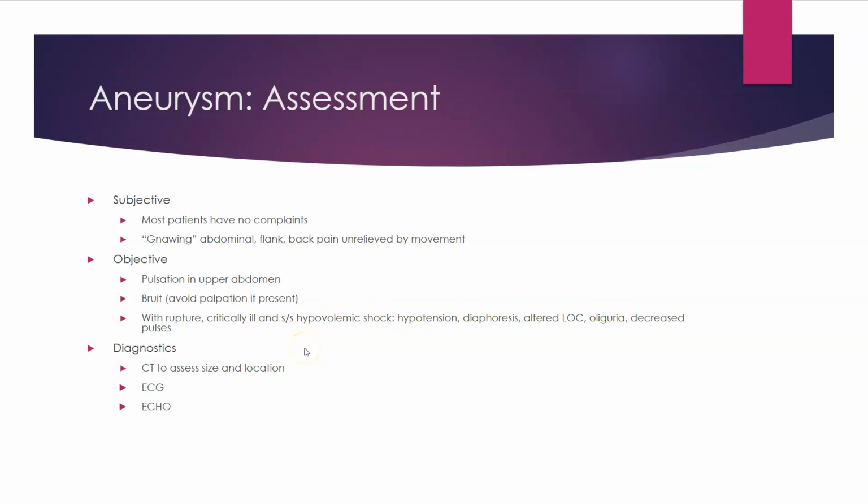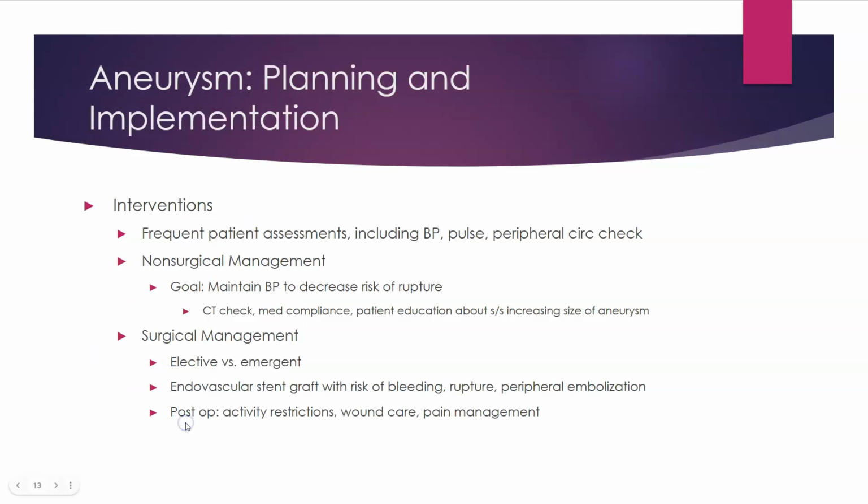So diagnostic-wise, what do we do? So we can do a CT to assess the size and location of this. We can do an echo, once again, to look at the size and location of this, and we can do an ECG looking at implications for cardiac. So other interventions, we're going to check blood pressures, trying to minimize hypertension. We're going to check pulses, making sure we get good flow. We're going to do circulatory checks. So maintain that blood pressure and decrease it, usually trying to prevent hypertension is what this one means.